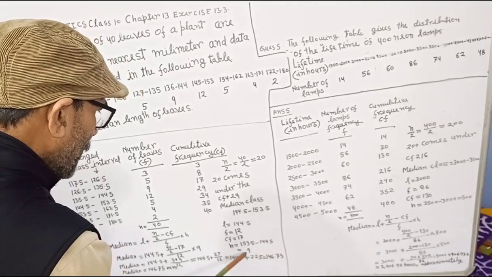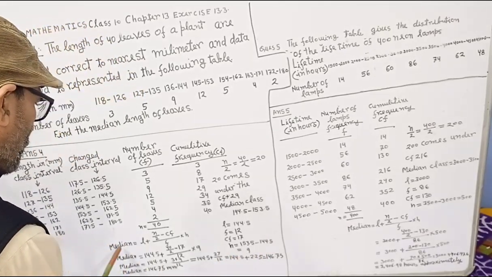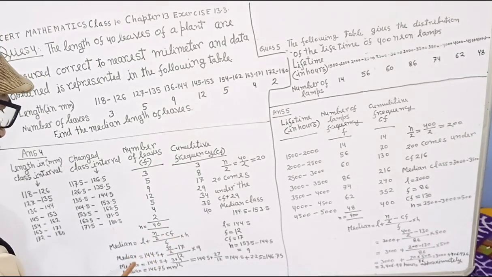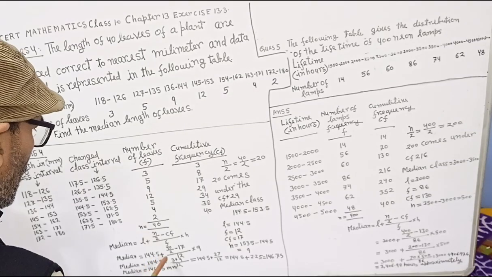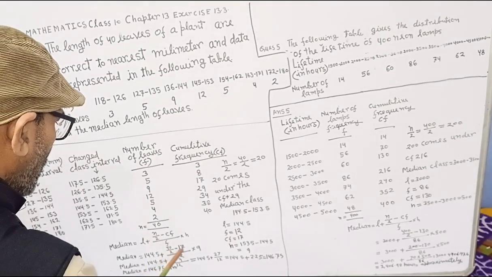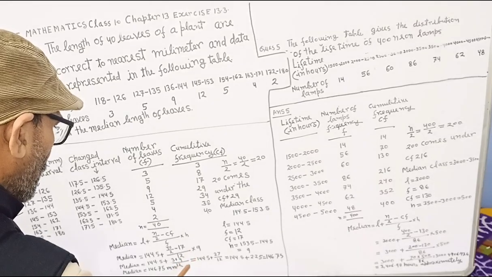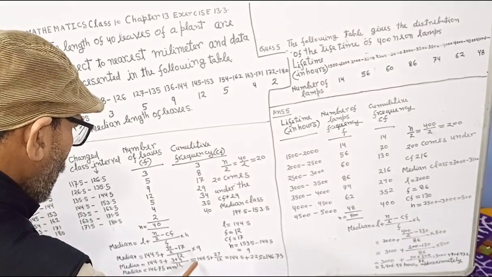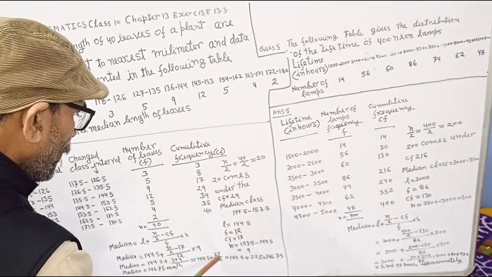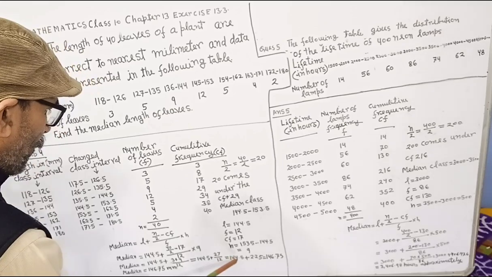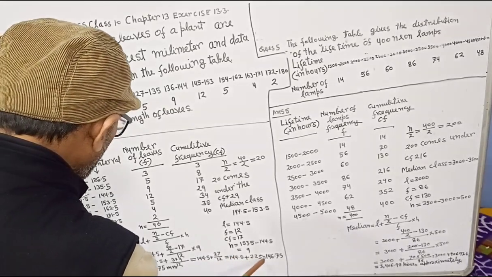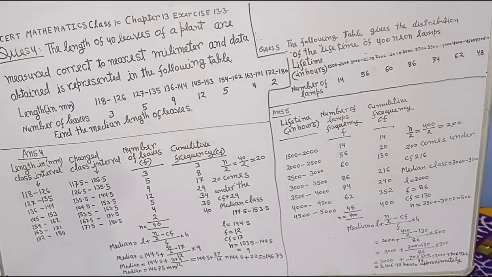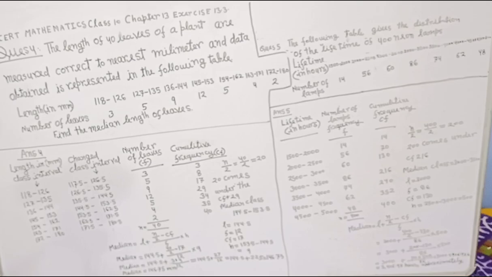h is equal to 153.5 minus 144.5, that is 9. Then median is equal to L plus (n by 2 minus CF) upon f into h, equal to 144.5 plus (40 by 2 minus 17) by 12 into 9. That is 144.5 plus 3 into 9 by 12, equal to 144.5 plus 27 by 12, equal to 144.5 plus 2.25, that is 146.75. Median is 146.75 mm.